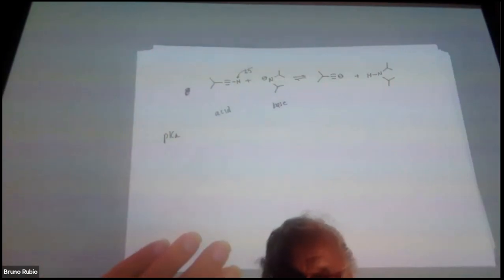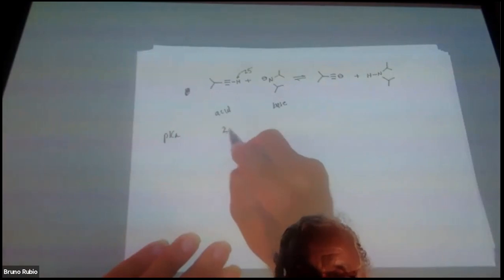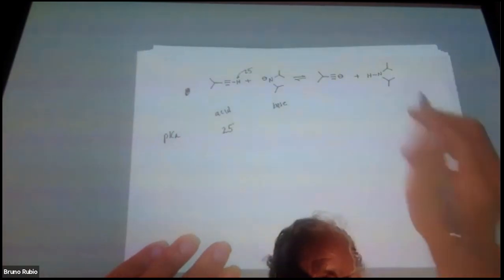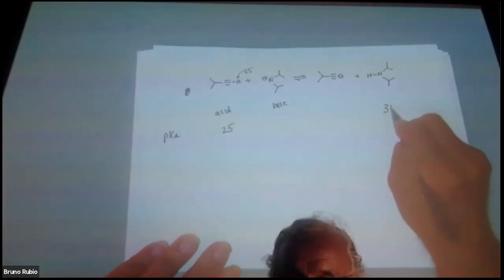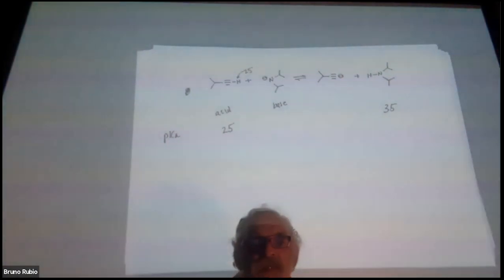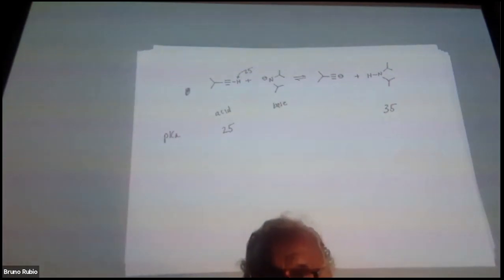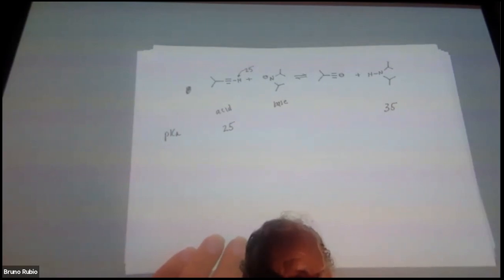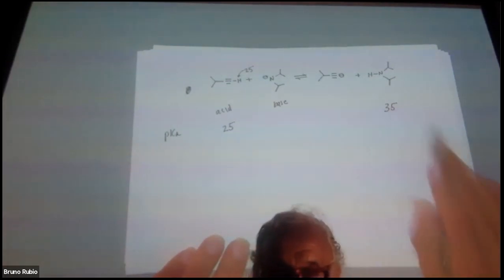All right, the pKa of the acid on the left is 25. The pKa of the acid on the right is 35. I'm getting these numbers by cruising around that table and finding the match to the most acidic proton.